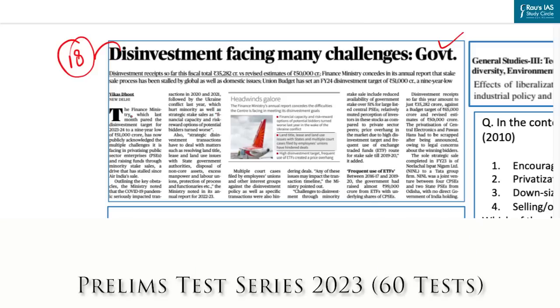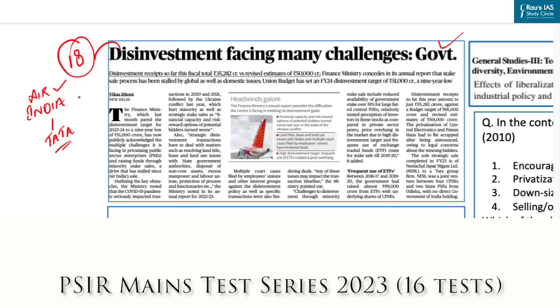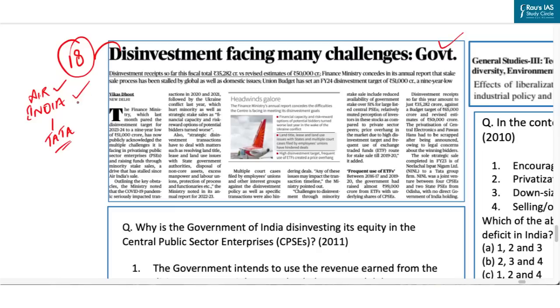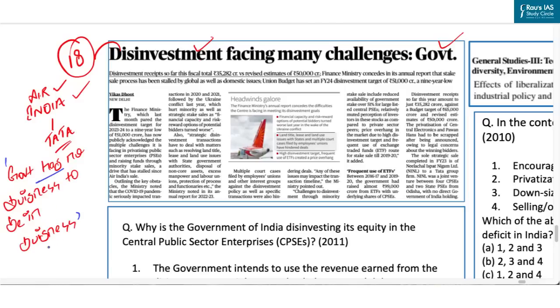Now, everybody might have heard about the Air India sale to Tata. According to the government, the disinvestment drive has been stalled since the Air India sale. Also, you should know the underlying theme which drives the process of disinvestment was reflected in our Prime Minister Narendra Modi's words, that is, government has no business to be in business.